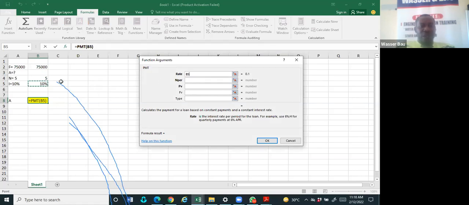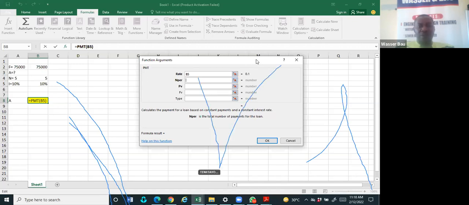Then number of years. So number of years is number of payments. Remember, number of years is number of payment terms. Let me finish. I'll take out what we have on the screen. Then number of years is now 5. So I'll click on 5.